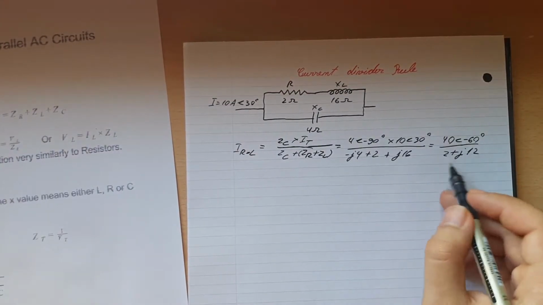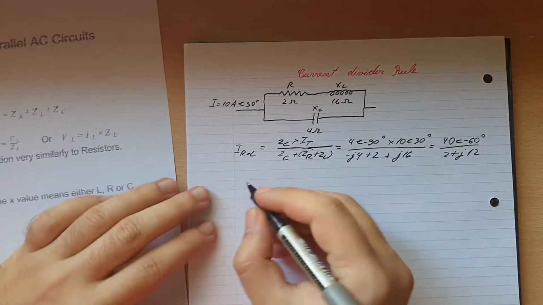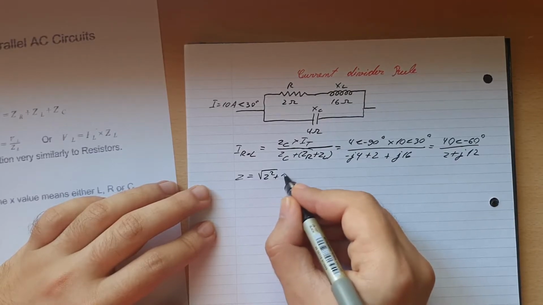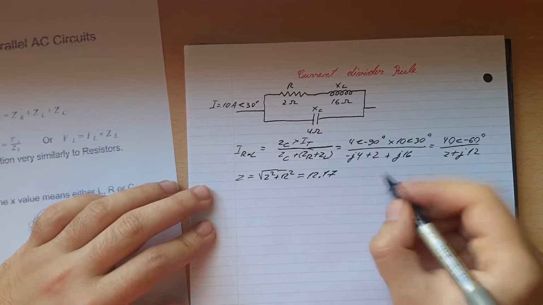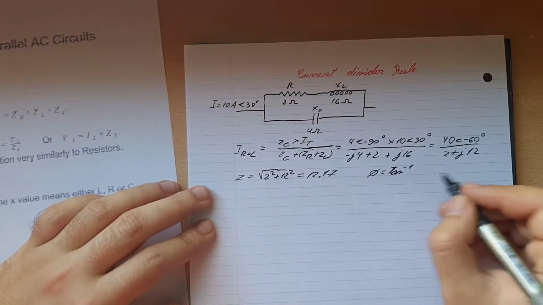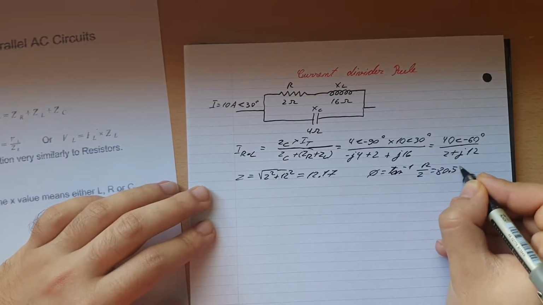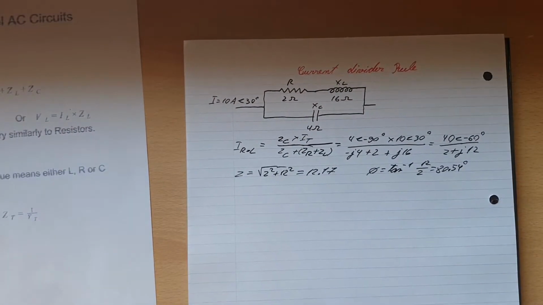The second step will be to convert the rectangular form into a polar form. So then Z will be equal to the square root of 2 squared plus 12 squared. That will be equal to 12.17. And then the angle will be tan to the minus 1 of 12 over 2, that will be equal to 80.54 degrees. Alright, so we got these values.